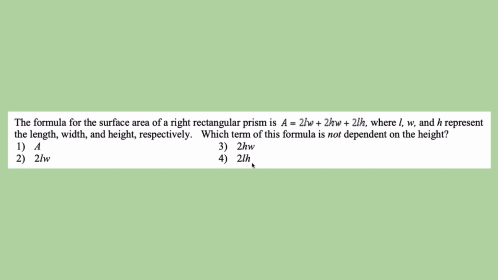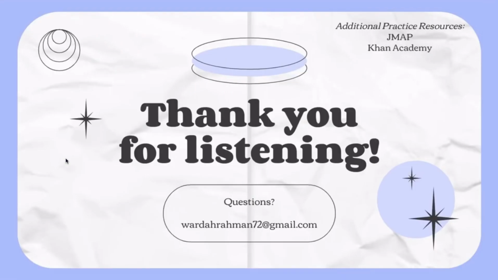Next, we see that we have 2LW, 2HW, and 2LH. So they're asking for one that isn't dependent on the height. And 2HW and 2LH have H within their terms. So we know that somewhere we would need the value of H, or the value of the height, in order to find out the rest of this term. So these two are dependent on the height, which leaves us with 2, which doesn't have any H, and it's on the heavier side of the equation. So we know that our answer is 2, which is 2LW.